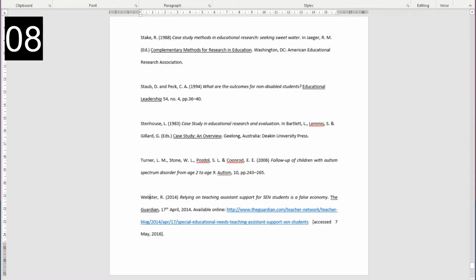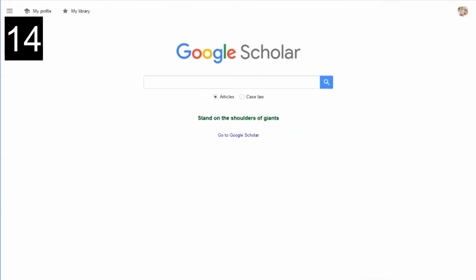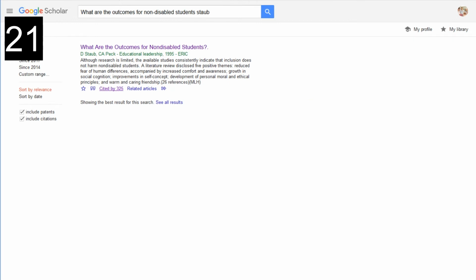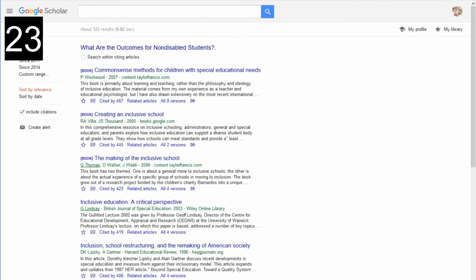I would go into my bibliography and I would find the Staub and Peck article that I'm talking about. I would go into Google Scholar. I would paste in that title. Staub might help us cut through the fat. That's the article cited by 325. What that means is that 325 articles that have been indexed by Google Scholar have referenced that article.